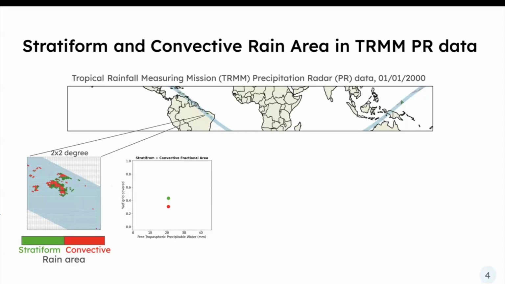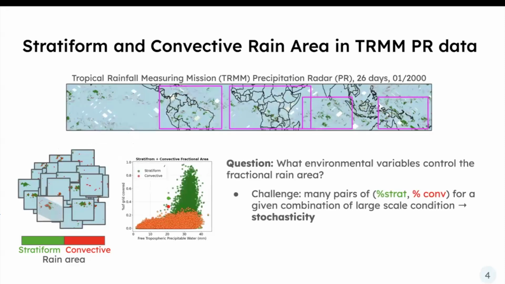Precipitable water is the integrated amount of water vapor that we have in the atmosphere. Now this is only one trajectory and one 2 × 2 degree grid. If I take all trajectories and many of these 2 × 2 degree grids, I get a plot like this one here. So I'm showing again the rain area for both the stratiform and convective versus free tropospheric water vapor. The orange or reddish color is the convective one, and the green one is the stratiform.